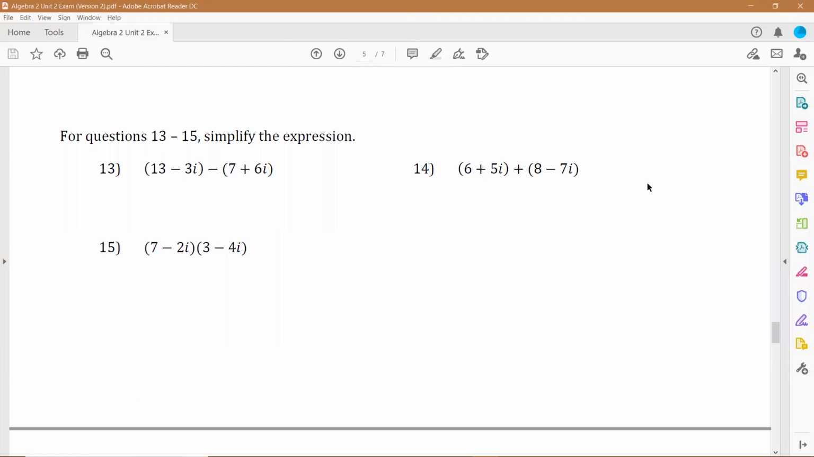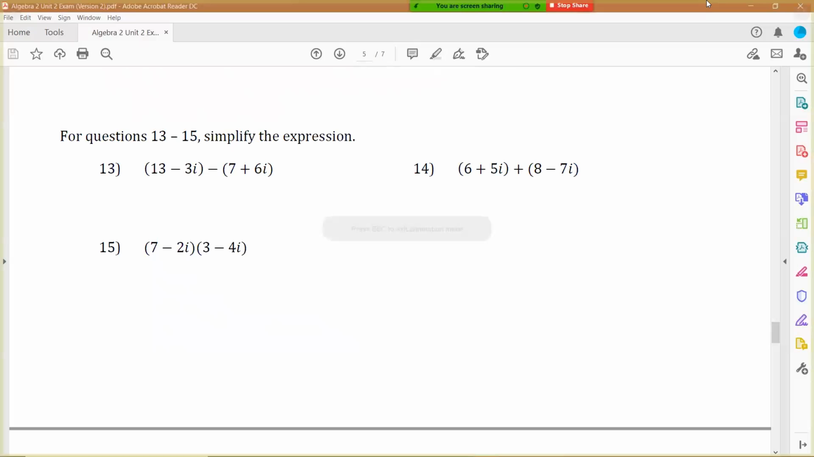All right, moving down to questions 13 through 15. So here we have addition, subtraction, and a multiplication problem with complex numbers. Remember, we're just going to treat the addition and subtraction like we would any other problem. Just combine your like terms.